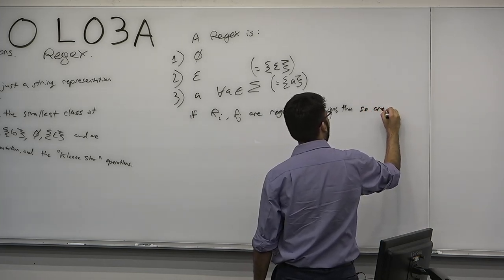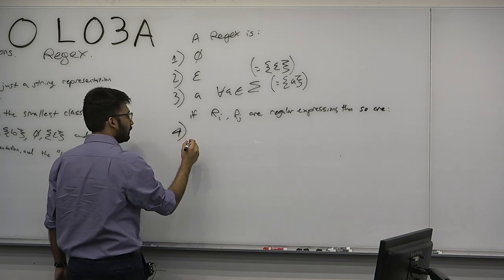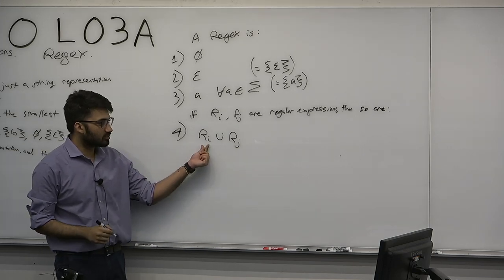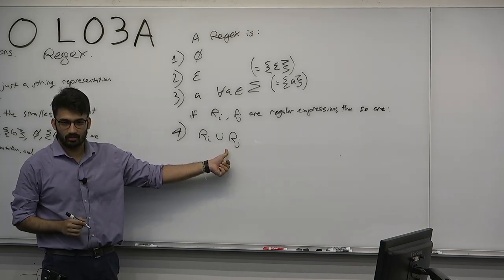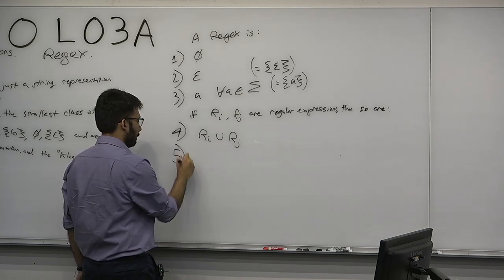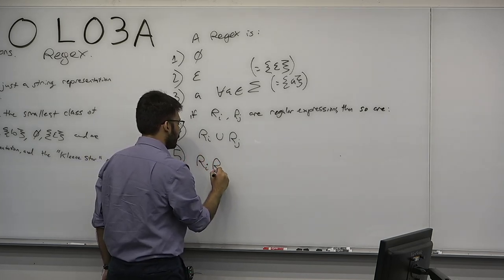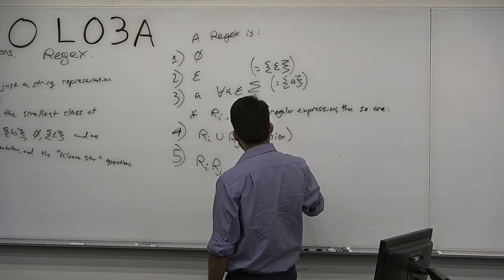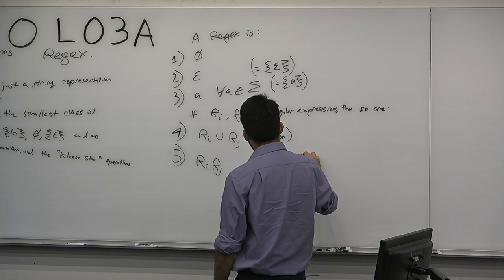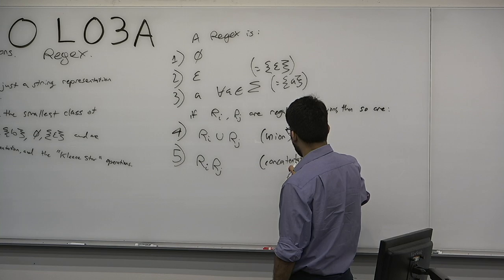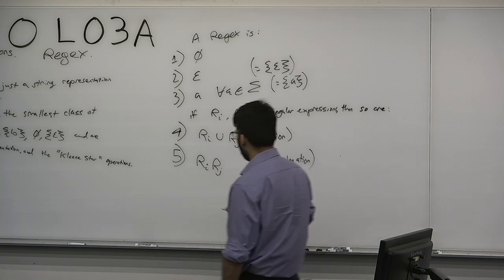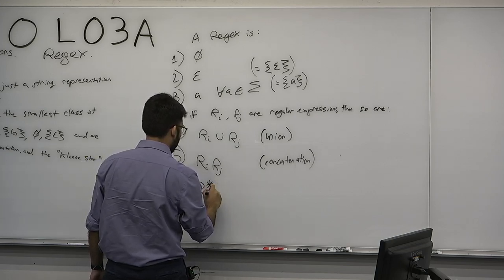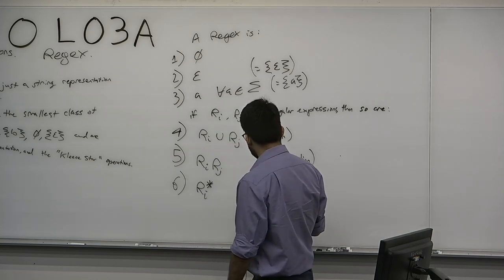So are Ri union Rj. Now, as a string, this is a string, this is a string. We just put the symbol in between the two strings. Ri Rj, so this would be union. This is concatenation. Did I spell that right? Concatenation. And then what we call the Kleene star. And this is the star operation.